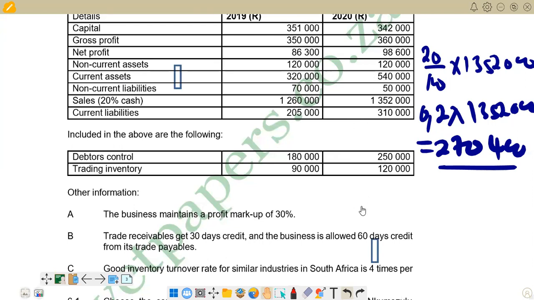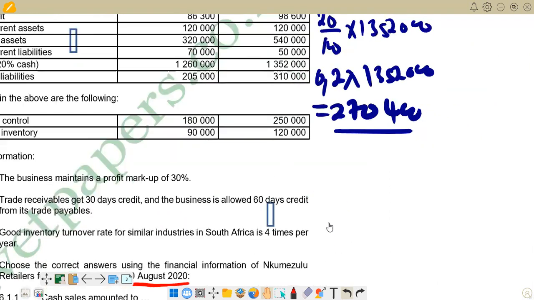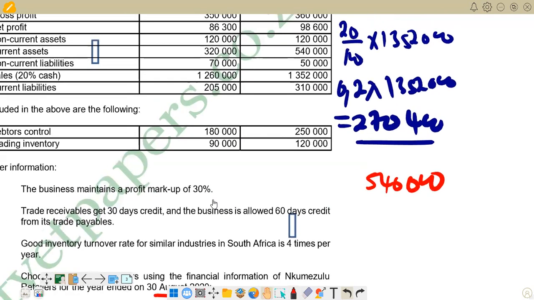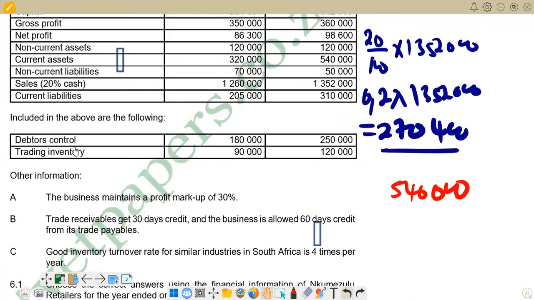Remember, we are using the figures for the current year according to the instruction of the question. So current assets for the current year, we've got 540,000. But we are told just beneath that, included in the above, we have these current assets also. So we've got 250,000 inside 540,000. We also have trading inventory of 120,000 inside 540,000. So the remainder becomes cash and cash equivalents. What we are going to do is subtract these figures from the total for current assets. Then we get the figure for cash and cash equivalents.